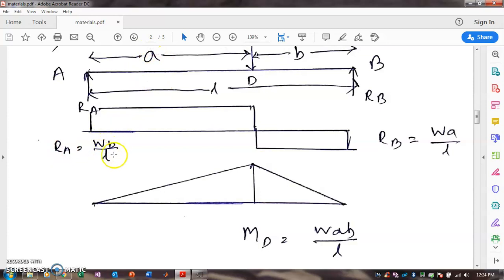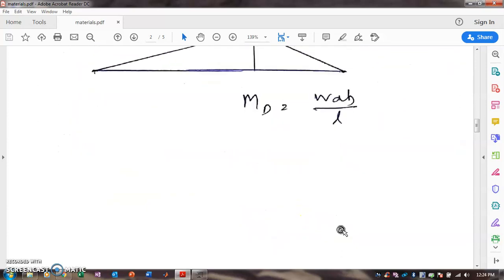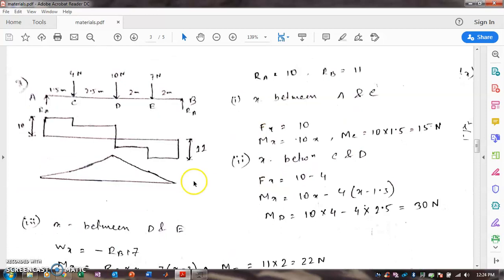So RA is WB by L, and the distance is A, so it will be the same thing, WAB by L. Okay, now we are considering a problem where multiple loads are acting on a simply supported beam. Here AB is a beam with a length of 4 meters. Three forces are acting on the beam: 4 Newton, 10 Newton and 7 Newton.